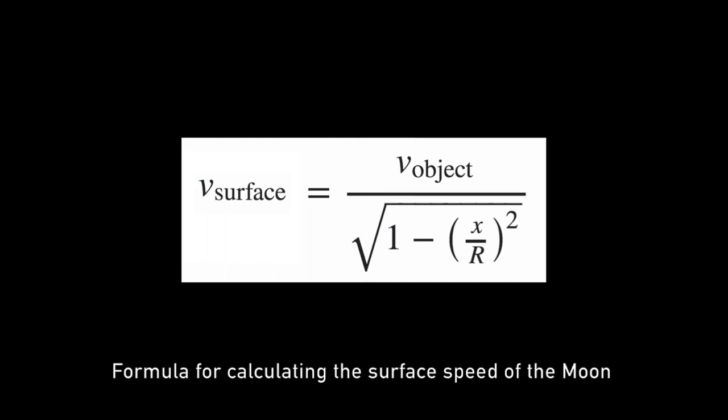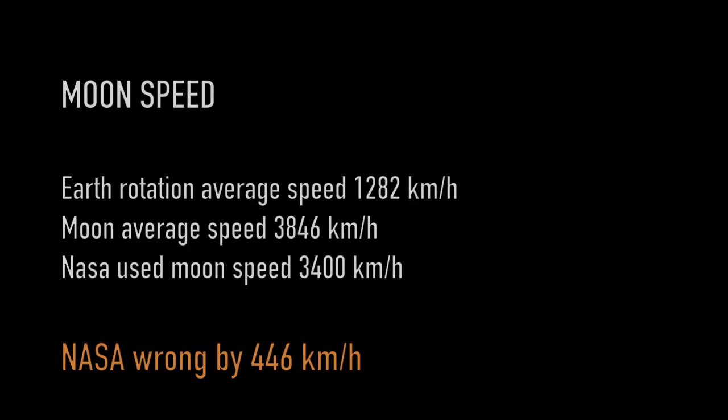When we have the surface speed, we can use this to calculate the real speed, the speed of the moon across the Earth's diameter. We used this technique in the script to get the moon's average speed, which was constantly higher than what NASA said it should be. The Earth rotation average speed was 1,282 kilometers per hour, with the moon's surface speed across the sphere being 4,005 kilometers per hour, which is the speed of the moon without rotation. The real speed of the moon across the Earth is then 3,846 kilometers per hour, which is 446 kilometers more than the number NASA gave us.